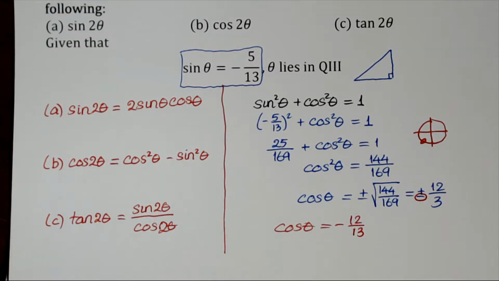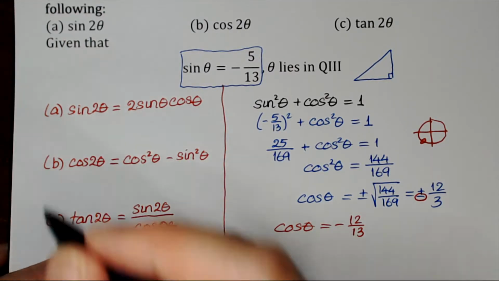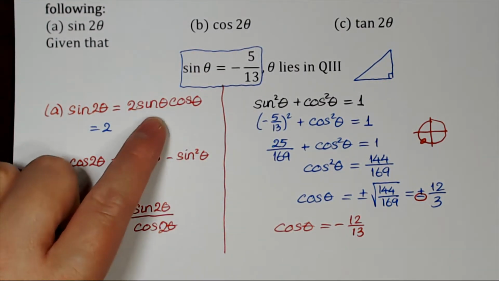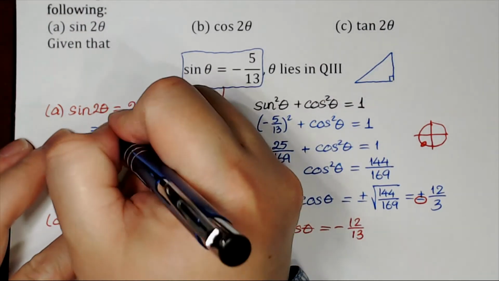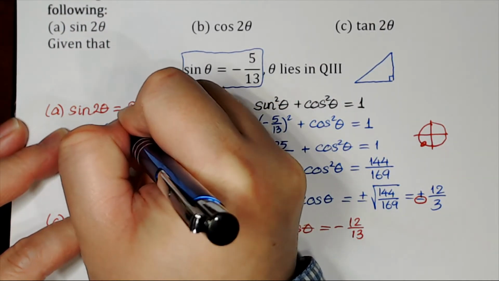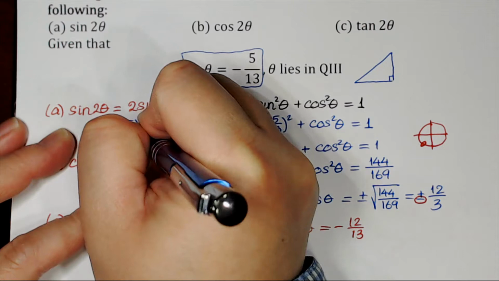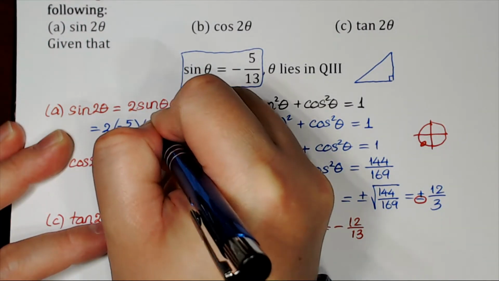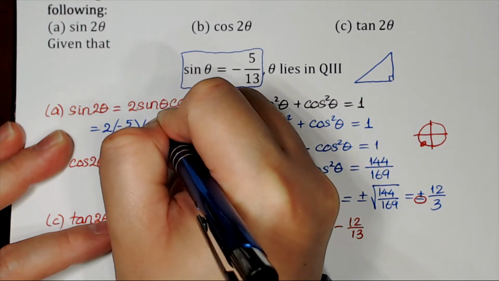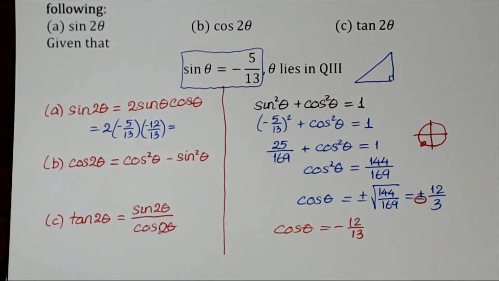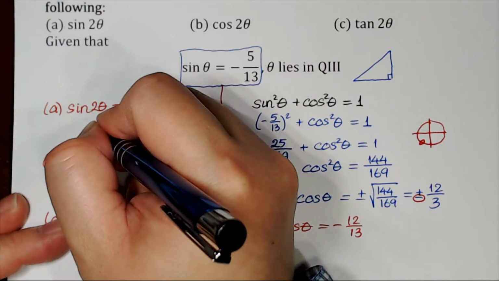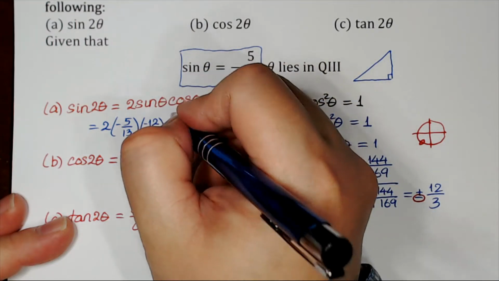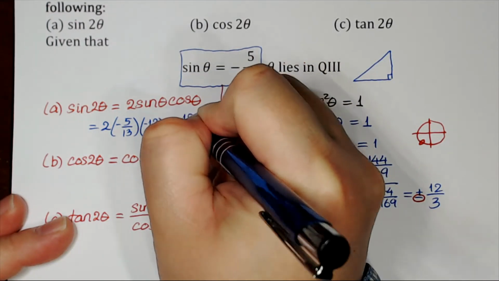Right. And when we have that, we just substitute it back in, and we will have sine of 2 theta is 2 times sine, which will be that, and cosine is that. So multiply straight across. 12 times 5 will be 60, times 2, 120 over 169.